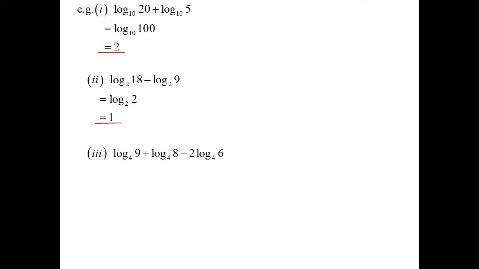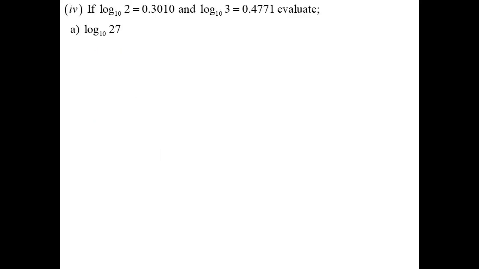Ooh, we've got 3 logs here. That's all right. If it's positive, it means multiply. If it's negative, it means divide. Got to be careful with the last one, 2 log 6. So bring the 2 in, it actually becomes 6 squared. So we get the log of 9 times 8 over 6 squared, which is 2. 4 to the power of what is 2? Well, 4 to the power of a half is 2. They've given us the answer to these ones.